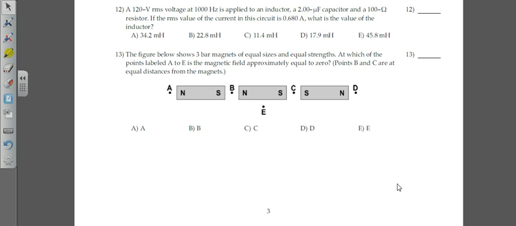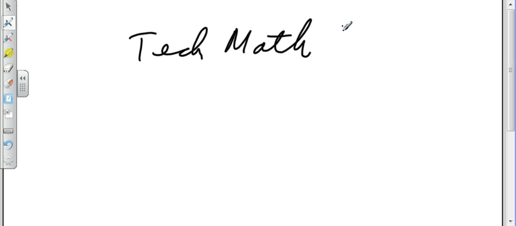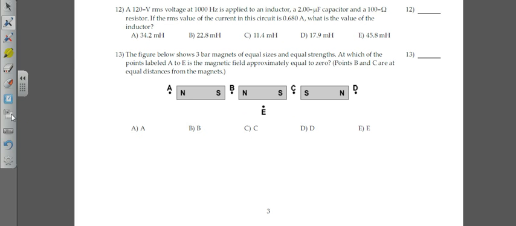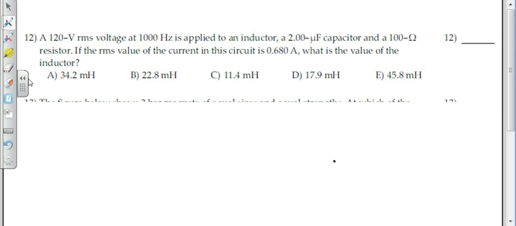Okay, this is Tech Math 2, and we're in section 8-7 today. The first problem we're going to solve is from chapter 12 of a physics text. That's what we're going to do, because it ought to be fun.